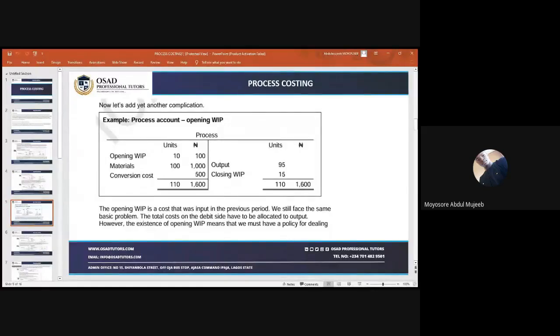Please, did you get the scenario? Please, who doesn't get the scenario? Yes, sir, I get it, sir. I get it, sir. But the output, are we to determine the output or will it be given? It will be given in the question.